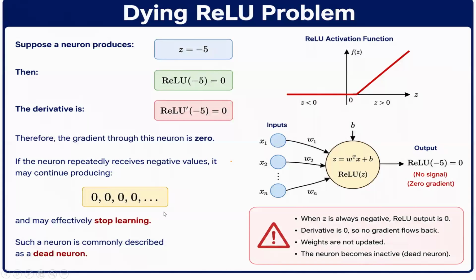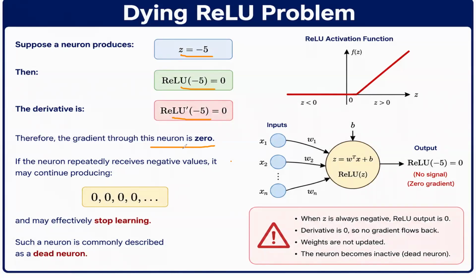Now let us see the next problem, the dying ReLU problem. Suppose there are two neurons. So z is equal to minus 5. ReLU of minus 5 is also 0. ReLU dash of minus 5 is also 0. Therefore, the gradient through this neuron is 0.